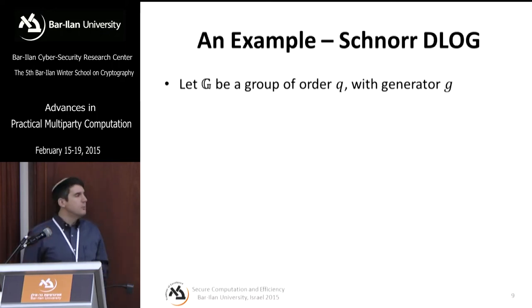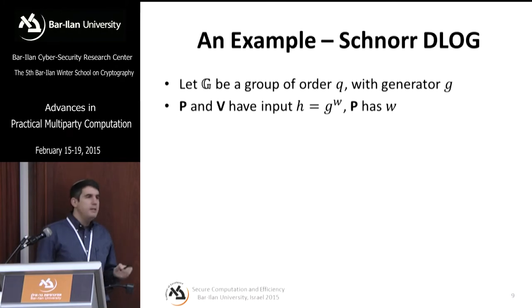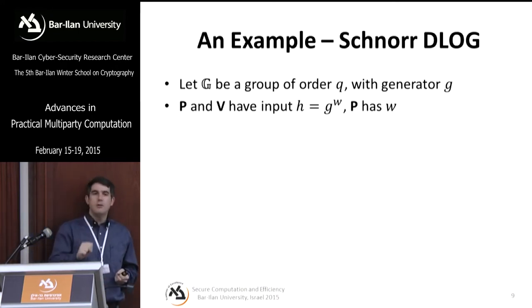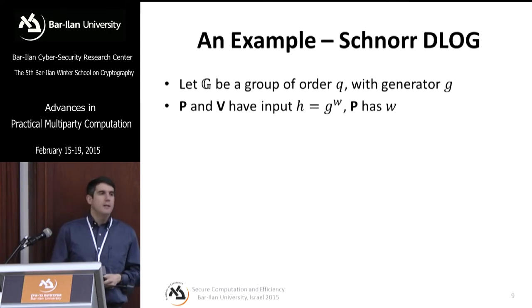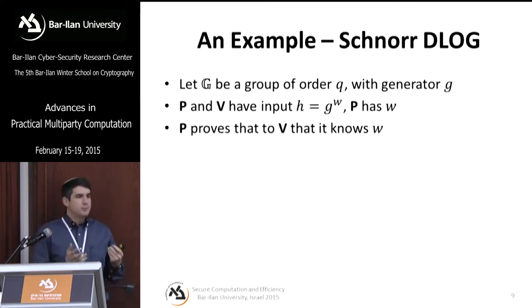So we have some group G of order Q with a generator G, and P and V have a public input which is H. H is a group element. It's equal to G to the power of W, so W is the discrete log of H. And the prover actually has W. The prover wants to tell the verifier, I know the discrete log of H. I know this value W, so that G to the power of W equals H. And the verifier says, okay, well, prove it. So this is what they do.